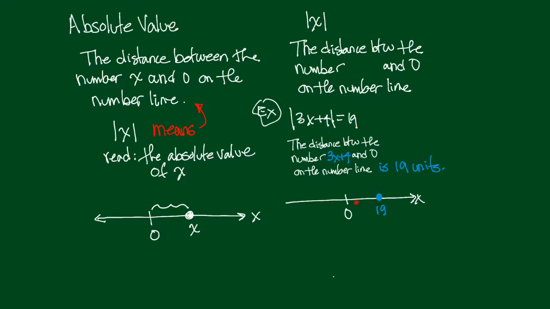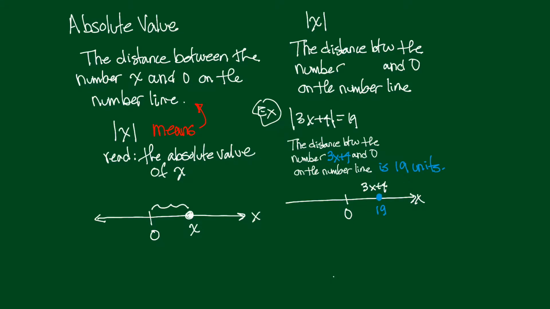So that's at 19, and 3x plus 4 could be right there. If I drop that 3x plus 4 down, it would be 19 units away from 0 on the number line. It's like I reach in here, I pick up that 3x plus 4, and I start at 0, and I go 19 units away, and I drop it down.